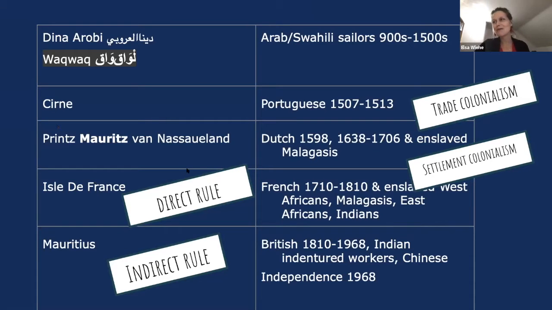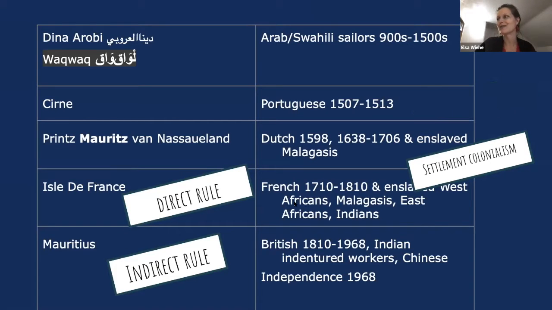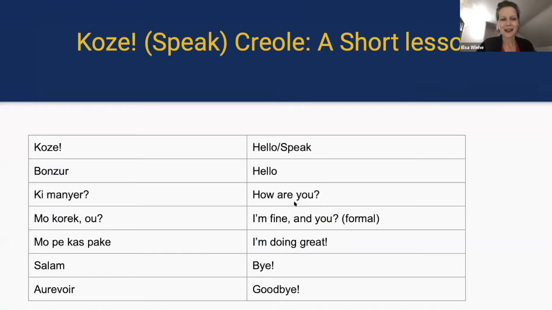So I'm gonna teach you a few basic expressions here. I'm gonna ask for your verbal participation on this. I'm gonna go through this list of words, and as I'm teaching you, you can repeat after me, you can unmute yourselves. It won't work great in terms of sound, but that's absolutely okay. The idea is to have a little bit of a call and response here. I want you to pay attention to what you hear in Creole. Koze means hello. Can you repeat after me?